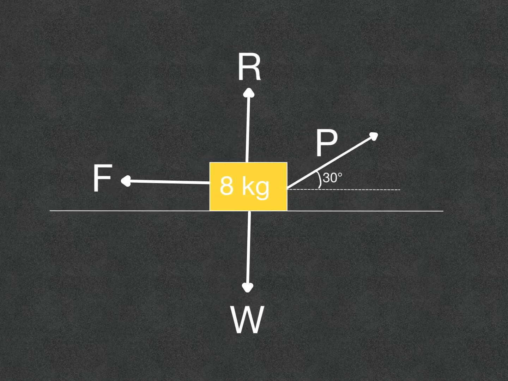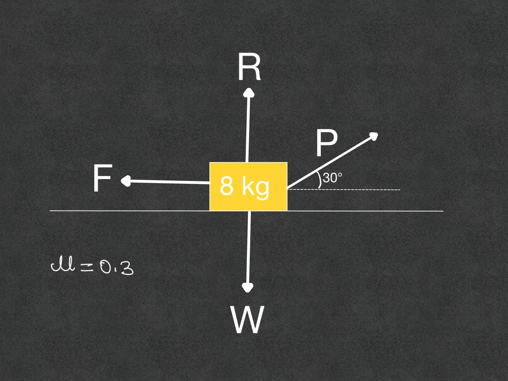So this is the diagram that the question is referring to. We have an 8 kilogram mass that is resting on a rough horizontal surface. The coefficient of friction between the body and the surface, mu, is equal to 0.3. We have an applied force that is acting at an angle of 30 degrees to the horizontal. So the question asks us to find the magnitude of this applied force.